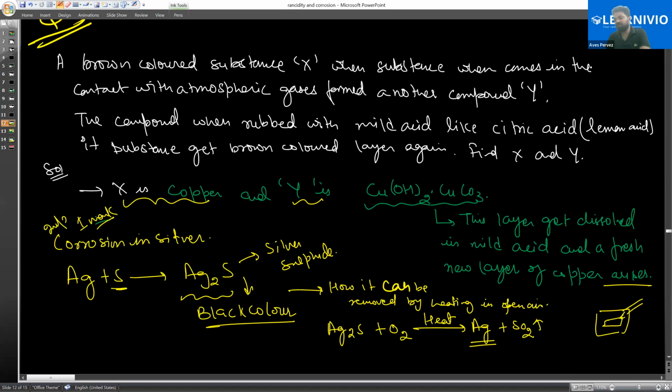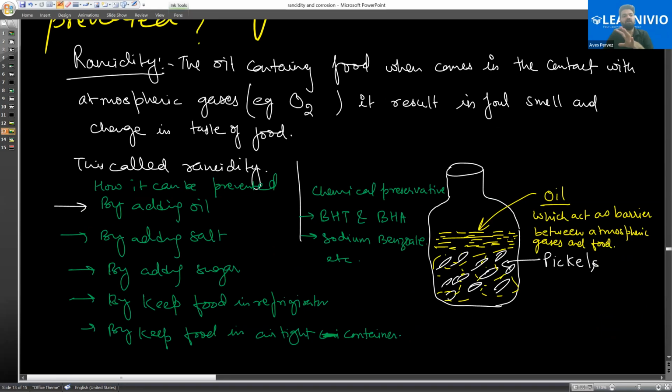शुरू करते हैं. What is rancidity? Rancidity क्या होती है? Rancidity means the oil containing food, when it comes into contact with the atmospheric gases, becomes rancid. वो खराब, मतलब foul smell आ जाना, means unwanted smell, the smell that you don't like, because of the oxidation of food. So the fat containing food, when it comes in contact with the atmospheric gases, results in foul smell and change in taste. It is called rancidity. Please note it down.